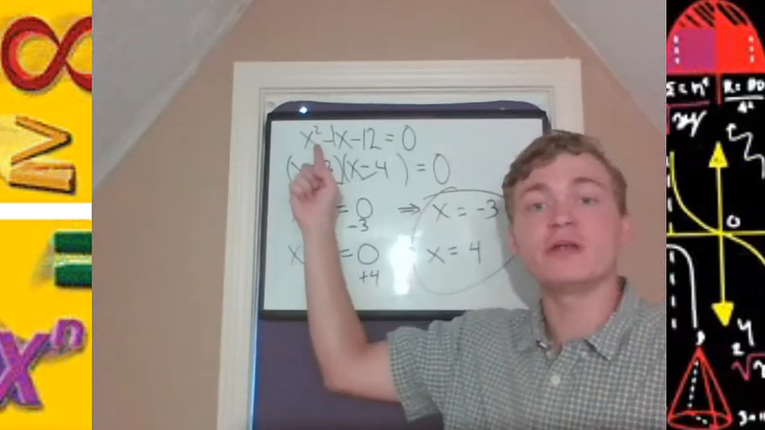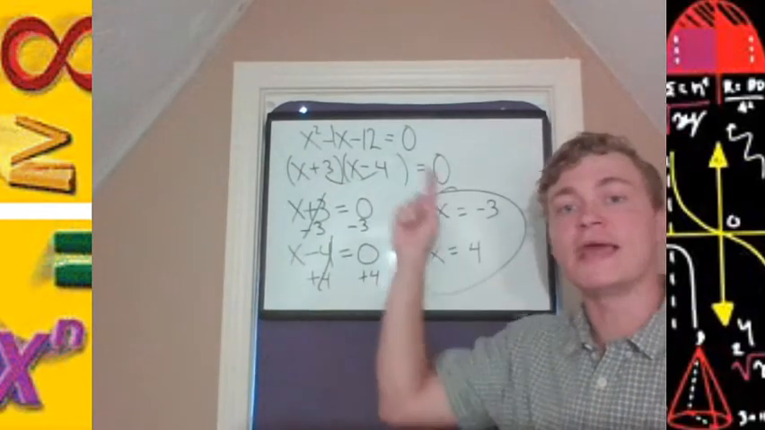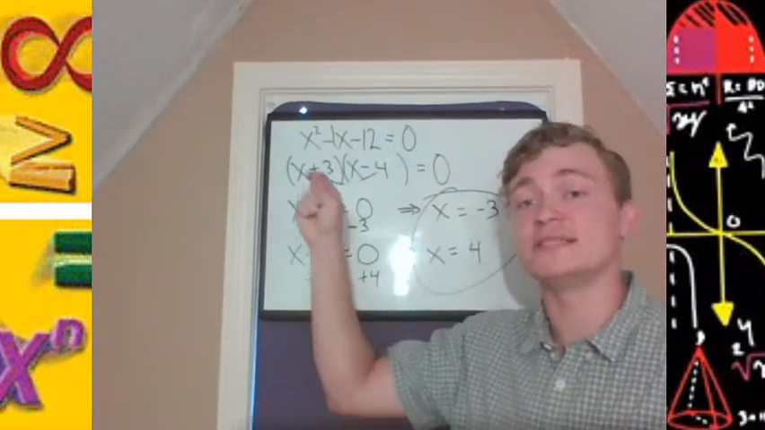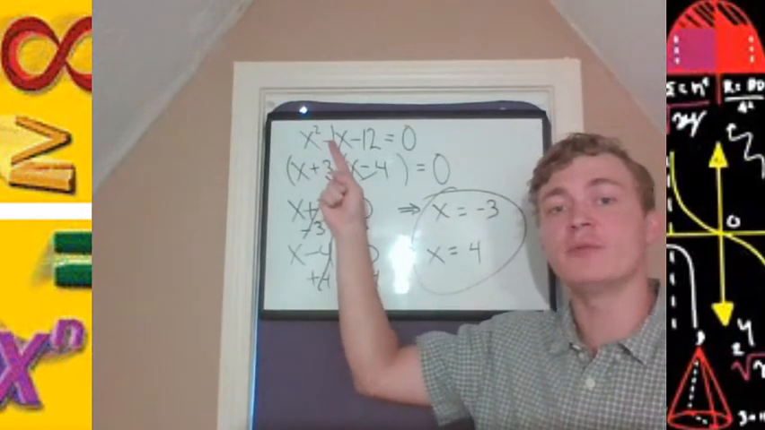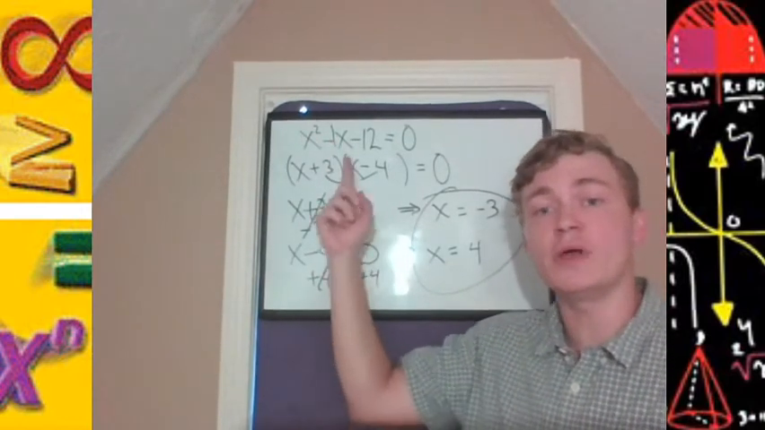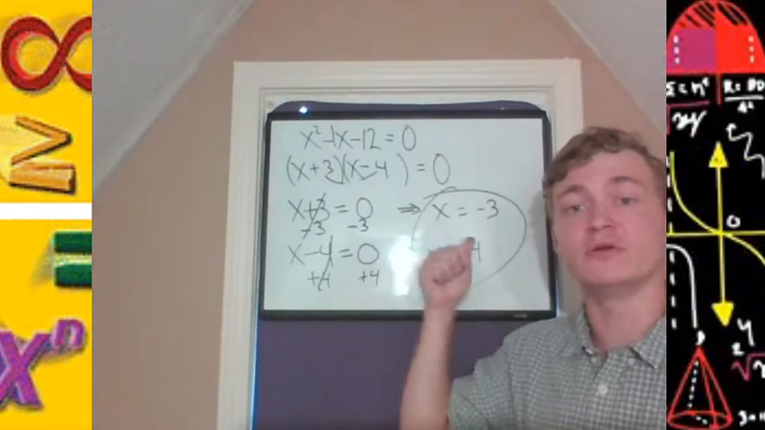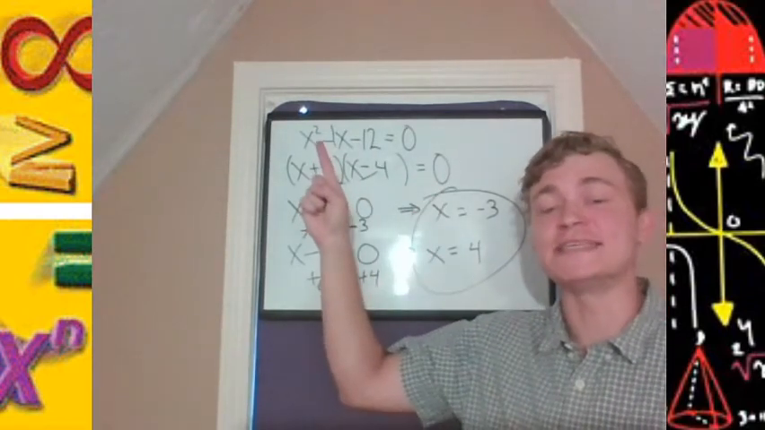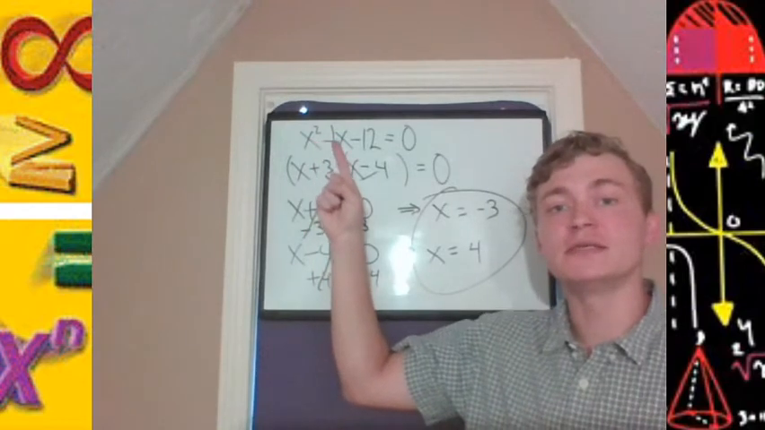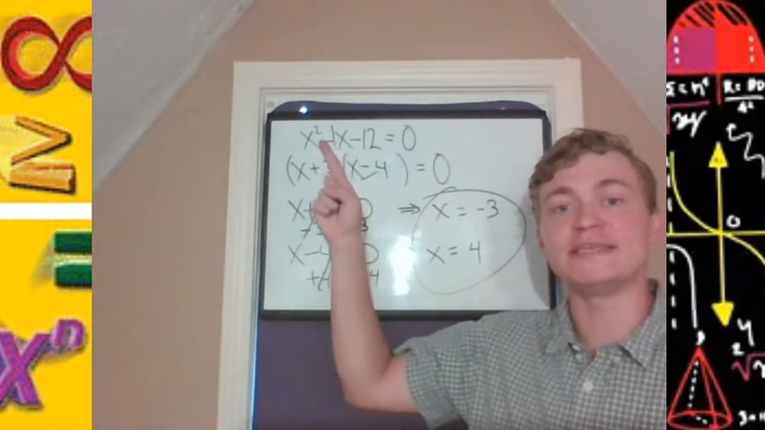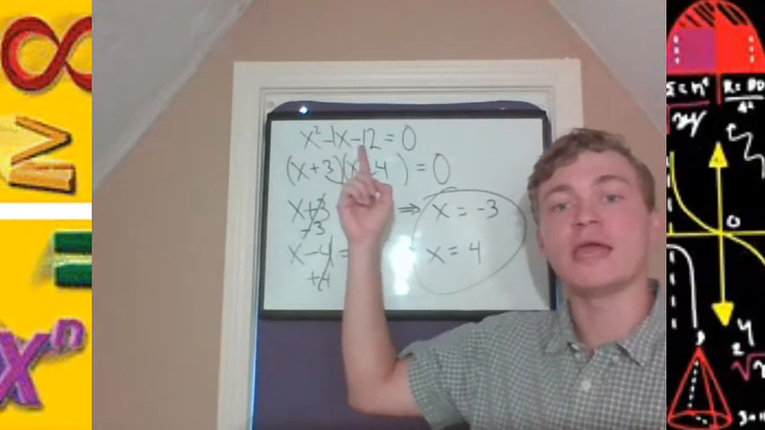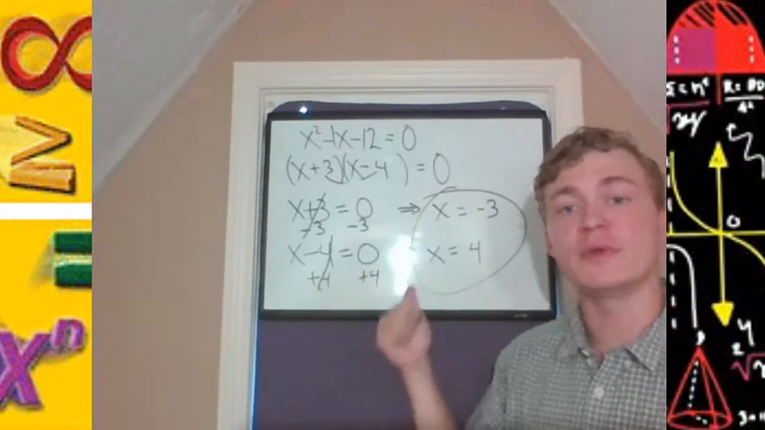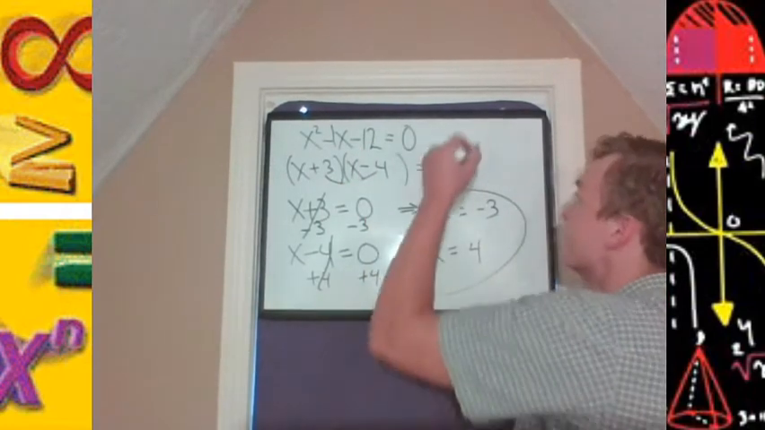Negative 3 when squared is positive 9. Negative 3 times negative 1 is positive 3. A positive 9 combined with positive 3 is positive 12. Subtract 12 is 0. That checks out. What about 4? 4 squared is 16 minus 1 times 4. Well, that's 16 minus 4, which is 12. And then 12 minus 12 is 0, confirming our solutions, negative 3 and 4.